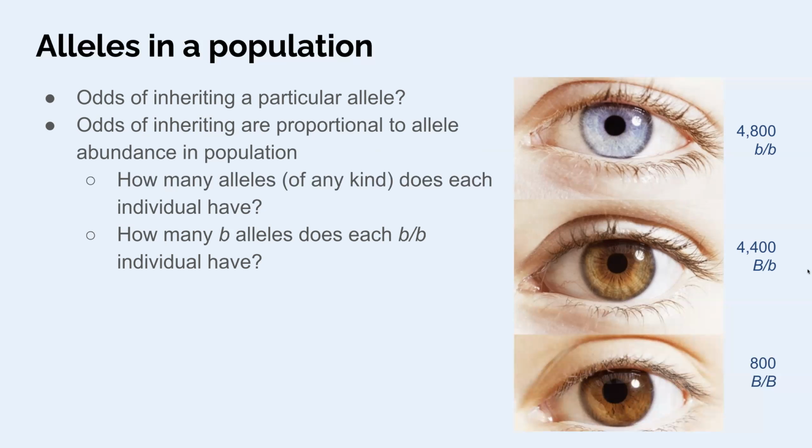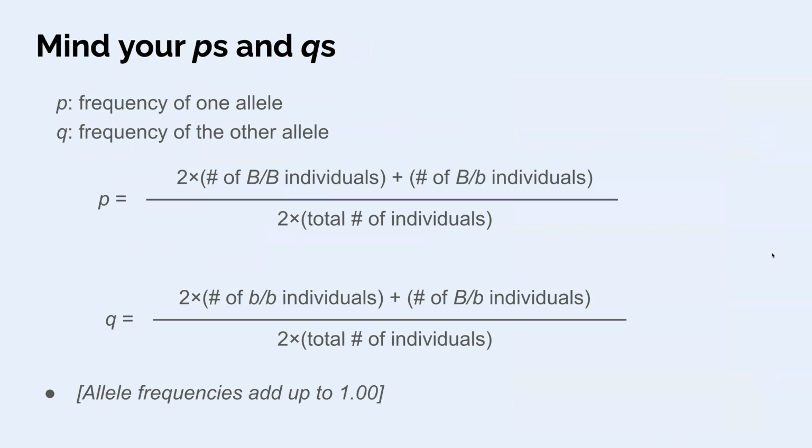So let's start over here with the little b, little b. There are 4,800 individuals that have the little b genotype. And each of those individuals, we can think of them as having two alleles, and both of those alleles are little b. That's different from these individuals that also have a little b, but only one of their alleles is little b. So it's basically 2 times the number of homozygous little b individuals plus 1 times the number of heterozygous individuals. And this is the formula you can use to calculate those.